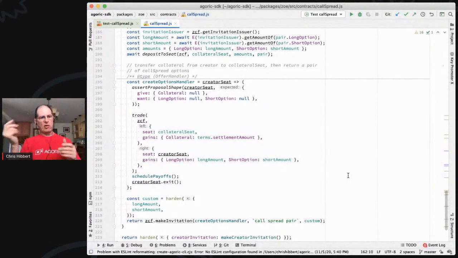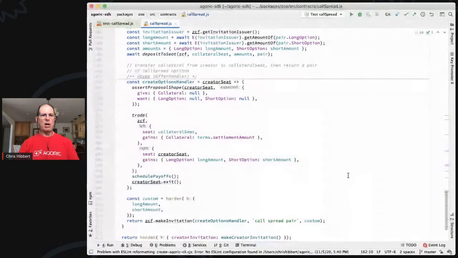But this is a fully collateralized one, so there's no margin adjustments required. And so each of them just gets an asset that is an option that either does pay out up to a certain amount or doesn't pay out at some future time. And in order to make those tradable as Zoe assets, they need to be invitations that you can verify.